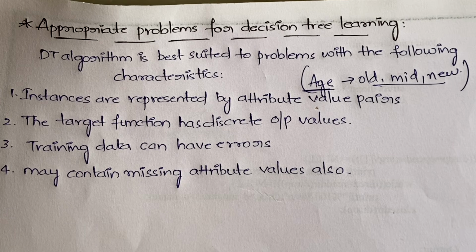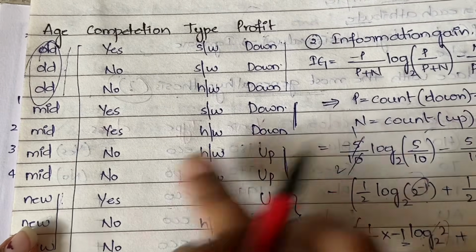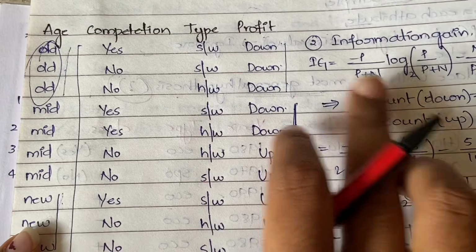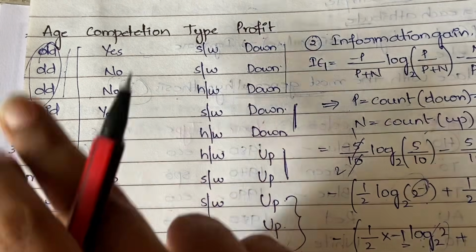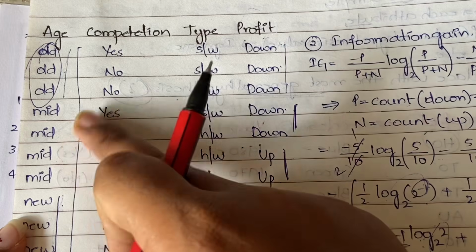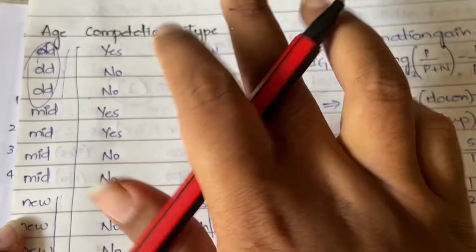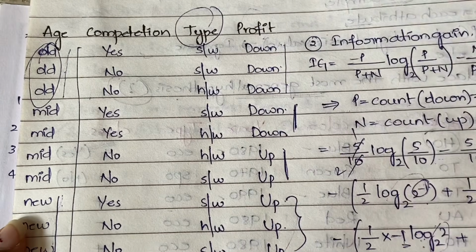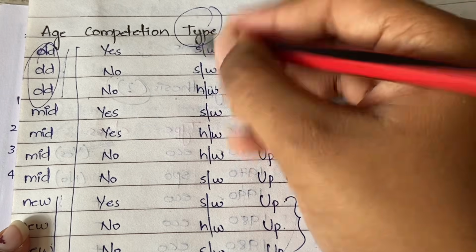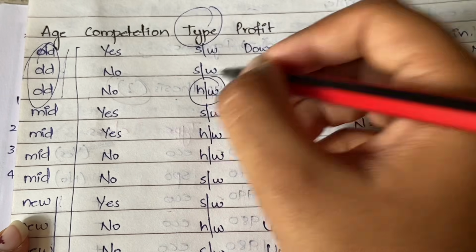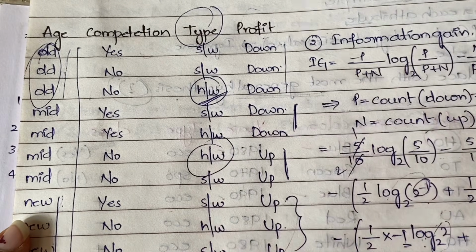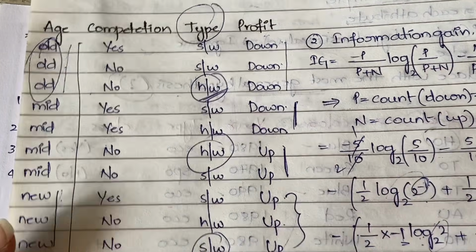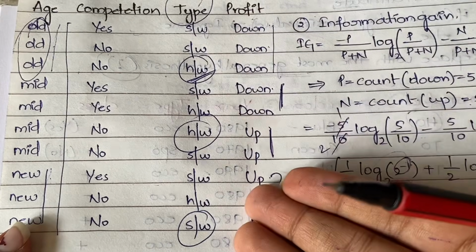So in that case what happens, I'll show you the example. In this example, we constructed the decision tree by taking profit as the target attribute, taking age as the root, and in one case when we faced some contradiction in case of mid, we took the help of competition. That's all. We did not even touch the type attribute, right? So here in type, suppose hardware or software is not mentioned, and this value is also not mentioned, let us suppose. So what happens if these values are not mentioned?